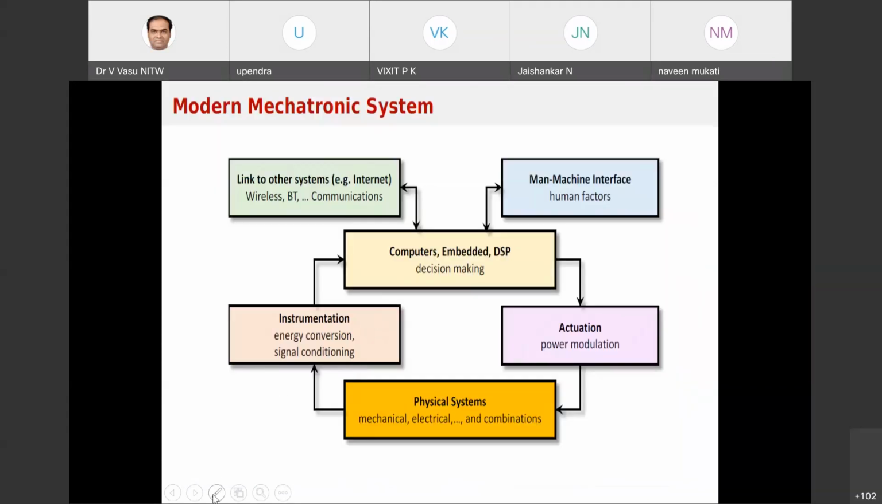Now in modern mechatronic systems, the Industry 4.0 concepts are coming, and the IoT concept is also coming into it. These IoT things are also incorporated into mechatronic systems, and we can develop new integrated systems that are considered mechatronic systems.